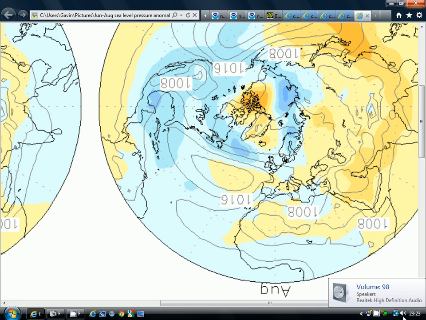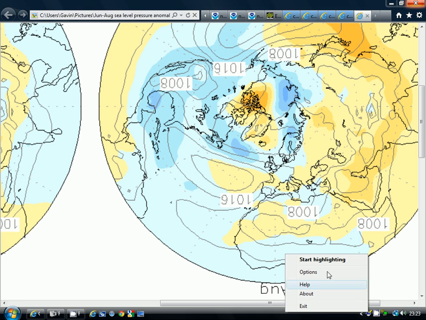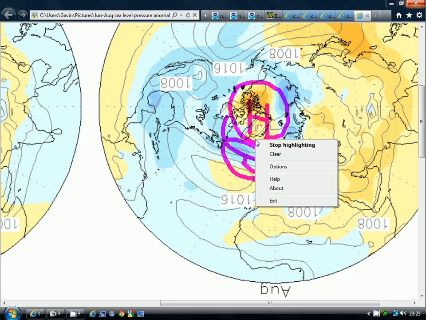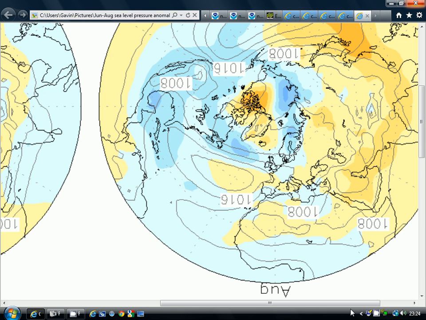Things deteriorating through August. We get this area of above average pressure up here. Blocking starts to redevelop around Greenland, high pressure up there. We start to bring the jet stream in. The jet stream is moving through there, and with this area of below average heights in the Atlantic, we've got low pressure coming in across the country. So again, this is implying that we get a marked deterioration of the pattern as we go through the latter stages of the summer into August.